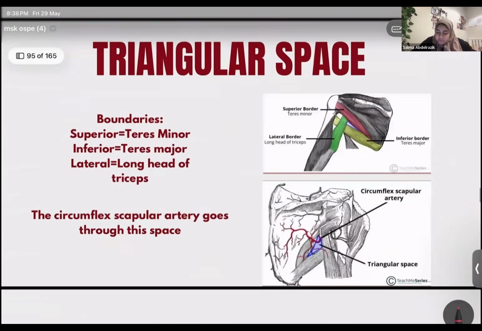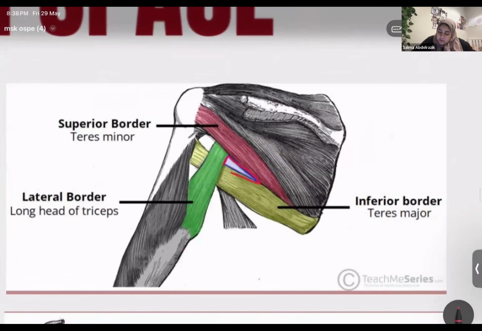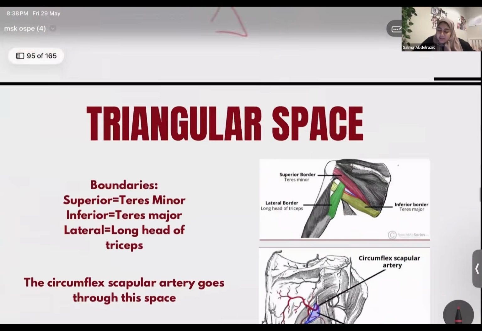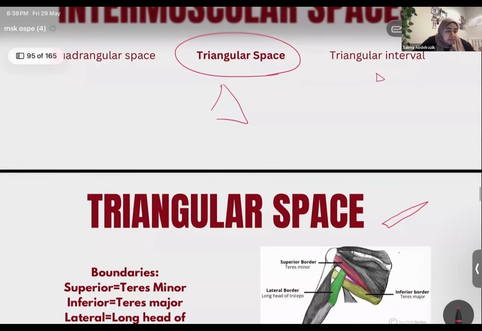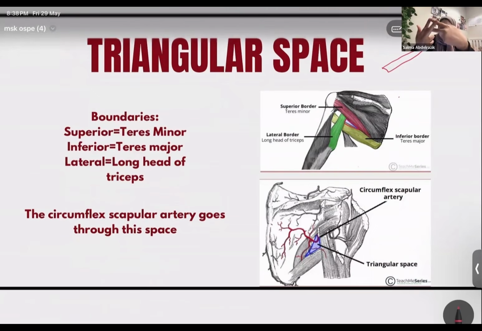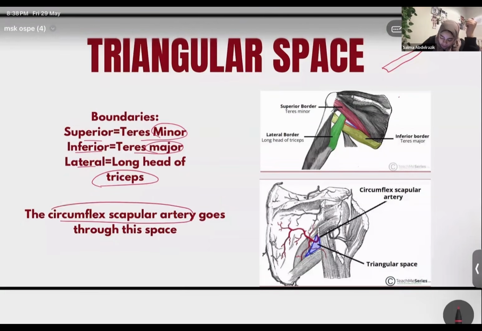Triangle, so just 3 boundaries this time. Over here, this is the one. The triangular space is more like longer, and the interval is shorter but thicker. Same thing. This was the triceps, so this time the lateral will be the triceps. Superior teres minor, inferior teres major. Lateral, long head of triceps. And here the circumflex scapular artery goes through the space. Think of it going this way to supply the scapula, so it would be the circumflex scapular artery. Awesome.